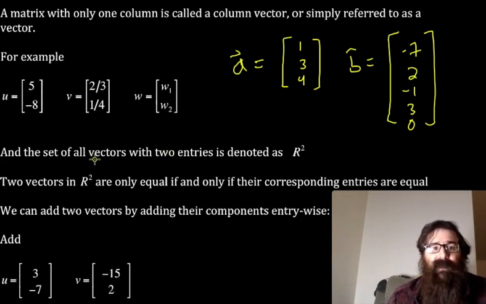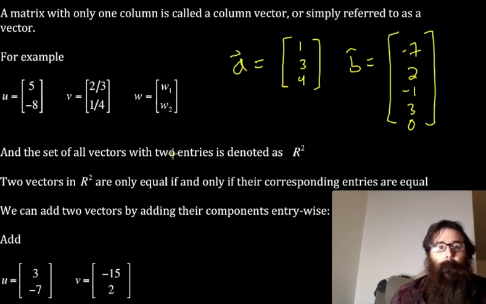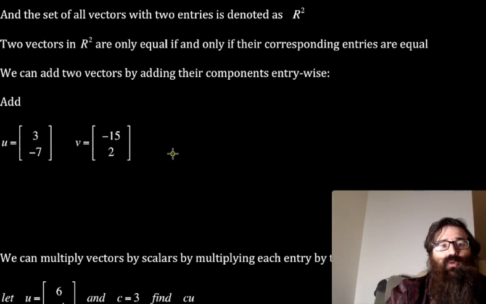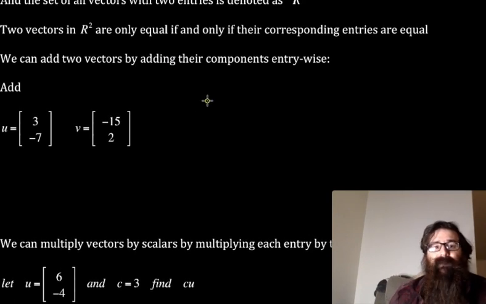We would say the set of all vectors with 2 entries is denoted as R2, and that's all of our Cartesian plane, all of our 2 space. But here we're saying the set of all vectors with 2 entries, so every possibility would be R2. Now, 2 vectors in R2 are equal if and only if their corresponding entries are equal. So when we say 2 vectors are equal, we mean they're equal.